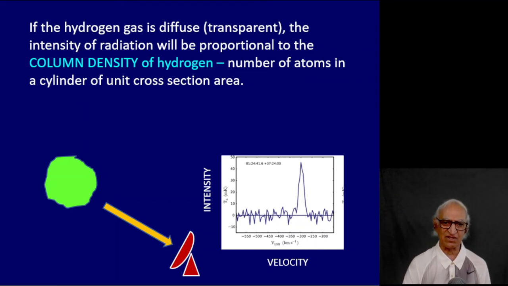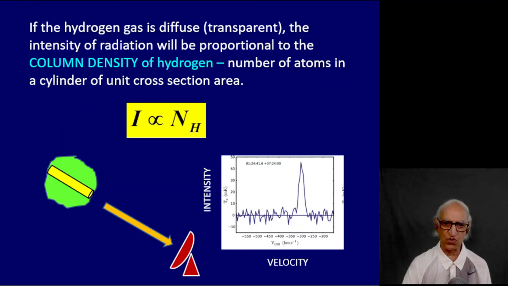Now, if the hydrogen cloud in interstellar space is diffuse and transparent, or in the language of our second lecture, its optical depth is small compared to unity, then the intensity of radiation that you will detect will be proportional to the column density of hydrogen. In other words, it will be proportional to the number of hydrogen atoms in a cylinder of unit cross-sectional area and whose length is the length of the hydrogen cloud. So the total number of hydrogen atoms in this cloud is N subscript H for hydrogen. Therefore, the intensity of radiation that you measure with your radio telescope and electronics will be proportional to the total number of hydrogen atoms in the line of sight in a cylinder whose cross-sectional area is unity.